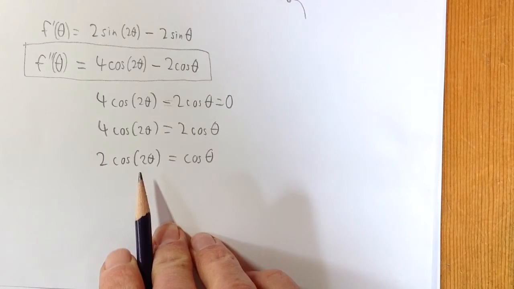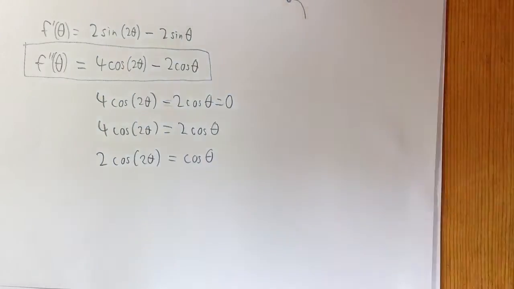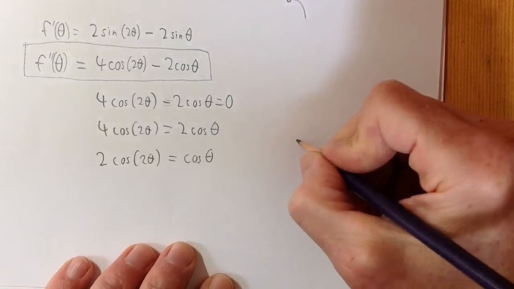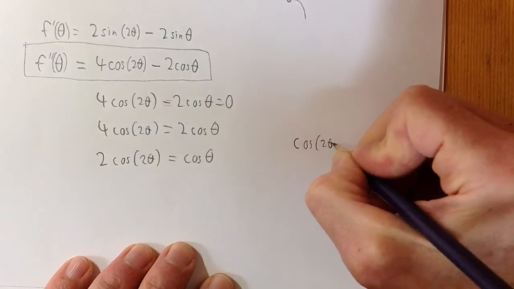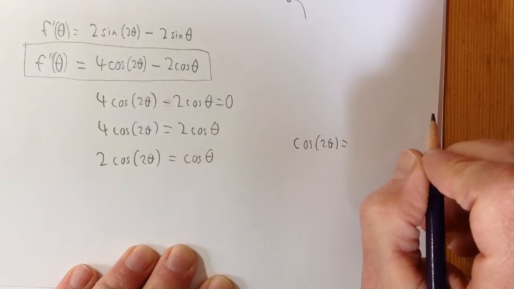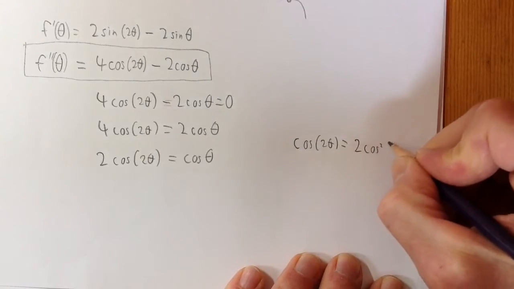So there are a bunch to choose from. It looks like, and this is where it's just trial and error here, so I'm going to choose the one where it's just 2 cosine squared theta minus 1. So cosine of 2 theta, it's not going to be quite as nice as it was before, is 2 cosine squared theta minus 1.